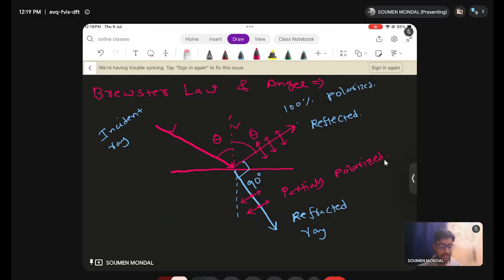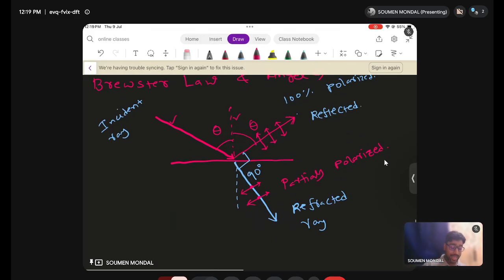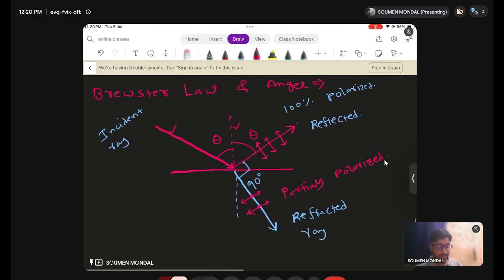This is partially polarized. Now Brewster used the known fact that the angle between the reflected ray and the refracted ray is 90 degrees. Brewster used this fact to calculate this angle of incidence. Here, I forgot to mention, this is our plane of separation between two media.